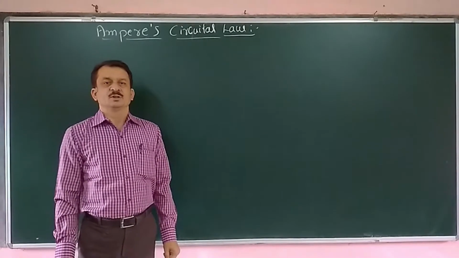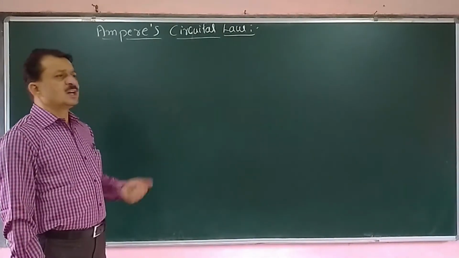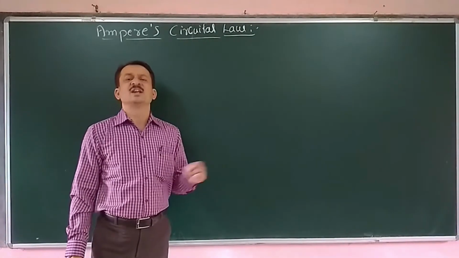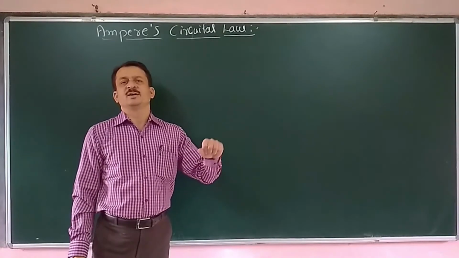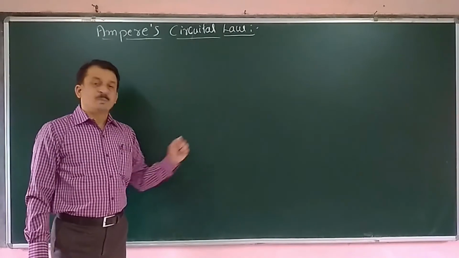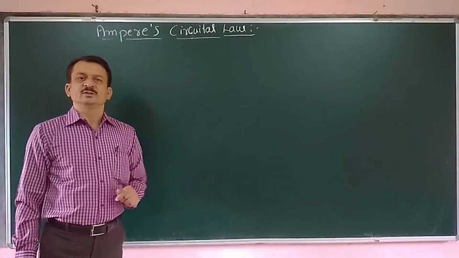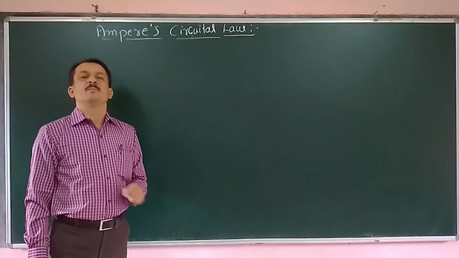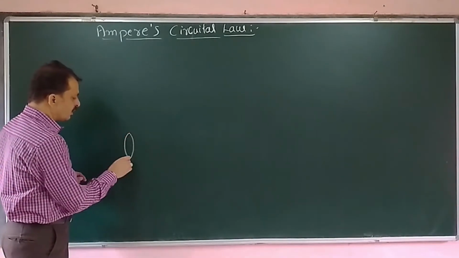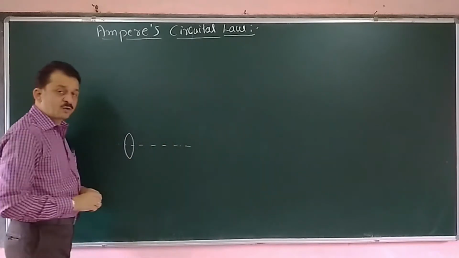Now study the new concept, Ampere's circuital law. So earlier we have studied Biot-Savart's law that gives the relation between the current element and the magnetic field produced by that current element. By applying Biot-Savart's law, we have derived the expression for magnetic field due to a circular loop at a point along its axis.